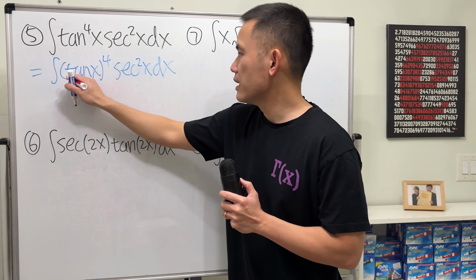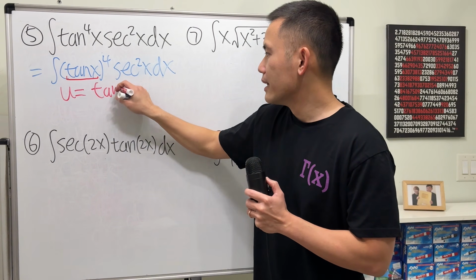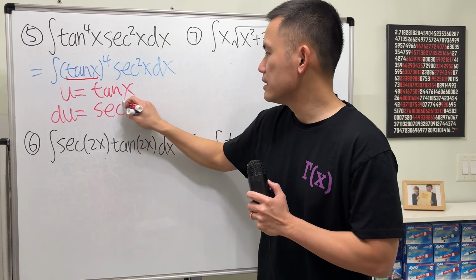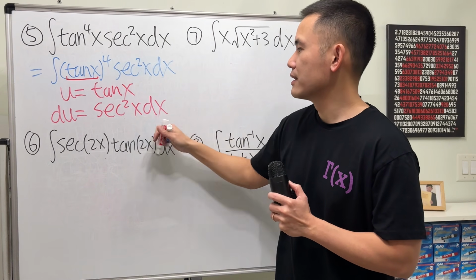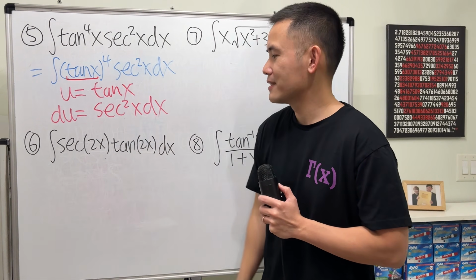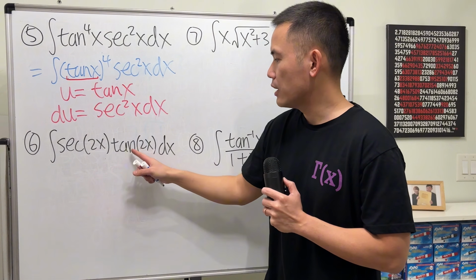Have a look, here is the inner function that we want. u is equal to tangent x, and then differentiate that. We get secant squared x dx. Aha! That is going to be the du. Very nice. For the next one, integral of secant of 2x times tangent of 2x.